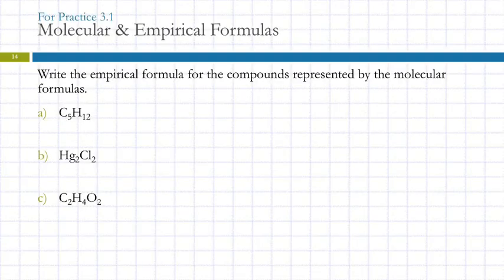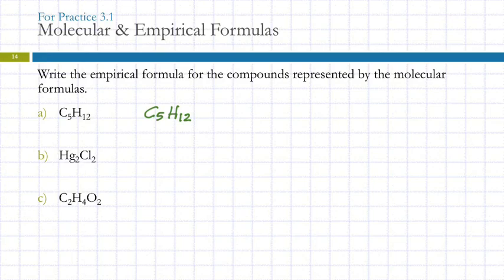So this is something you should be able to do. Write the empirical formula for the compounds represented by the molecular formulas given here. So what is the empirical formula for C5H12? It is C5H12. The empirical formula has the lowest whole number ratio of the subscripts. 5 to 12 has no common factors other than 1.